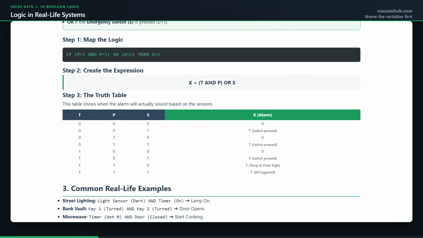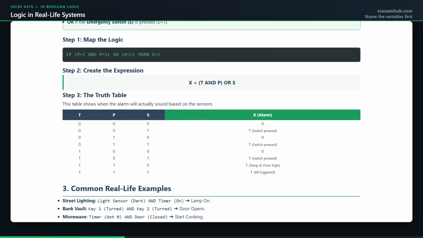Step 1 is to give every input a letter and state precisely what 1 means for it. T is the temperature sensor, and T equals 1 when the temperature is too high. P is the pressure sensor, and P equals 1 when the pressure is too high. S is the emergency switch, and S equals 1 when it has been pressed. Writing those definitions down is not busy work, and I would not skip it even under time pressure, because the definition is where the marks quietly live.